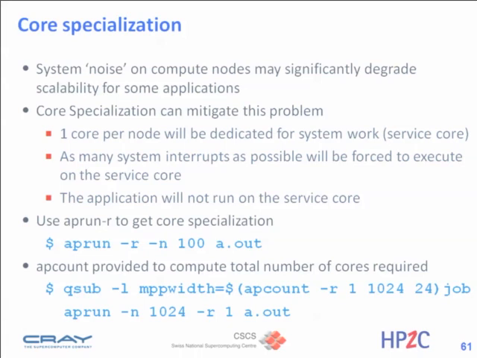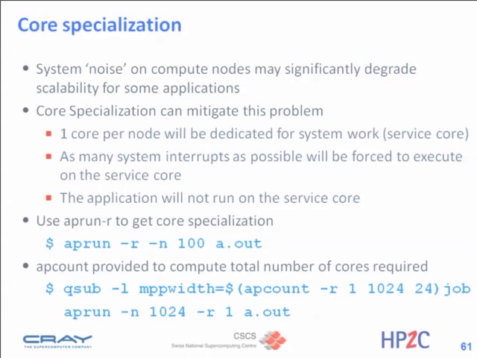interrupts, or whatever the operating system needs to do is performed by this core, and I run my application on the other cores. So the cores that are running the application are not affected at all and not interrupted by operating system issues. And you can do this by specifying this -r option in ap run.